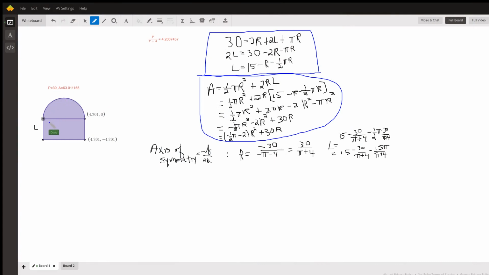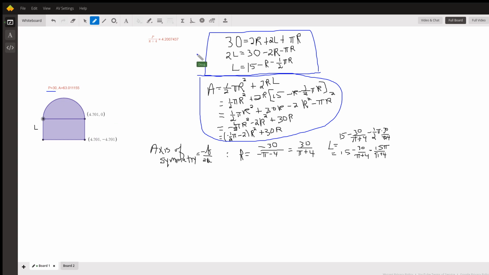Okay, you're told you have a Norman window, which is a semicircle mounted on top of a rectangle. You're told that the perimeter of that Norman window is 30 units. What are the dimensions of the rectangle that gives the maximum area for the Norman window? So there's two things we have to consider.